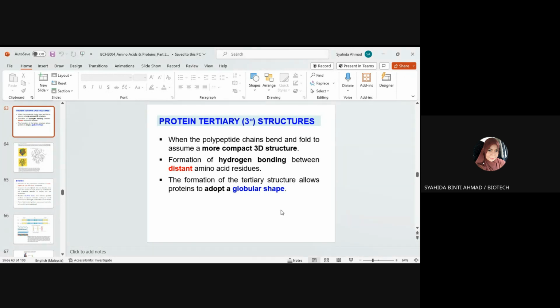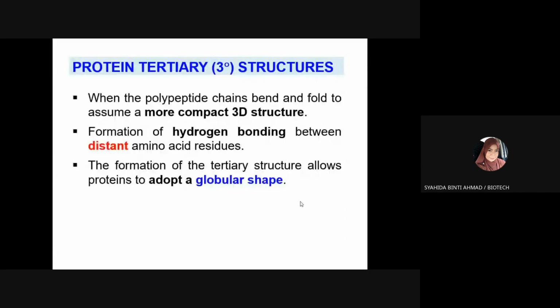Okay, move on. Okay, continue on the tertiary structure.